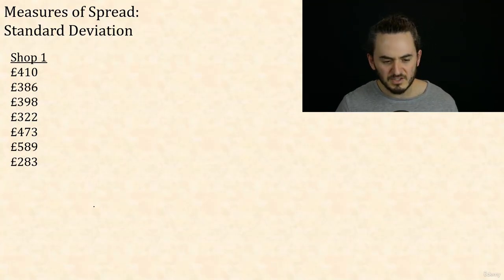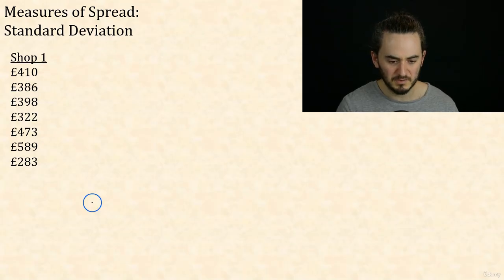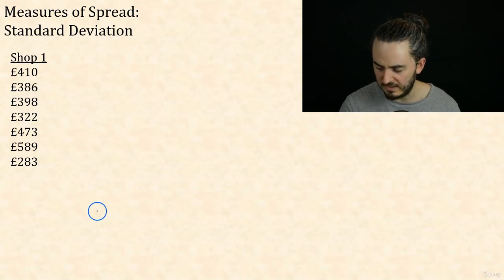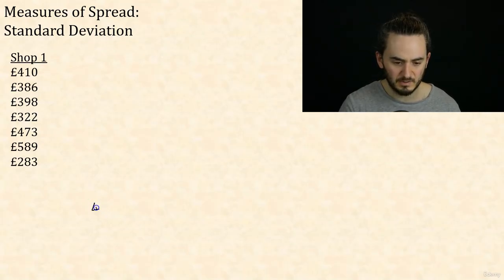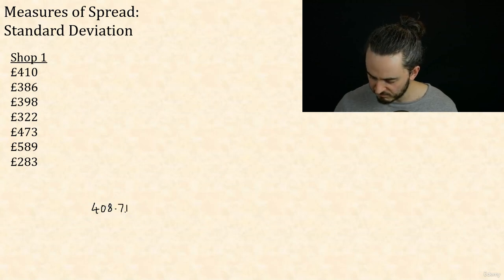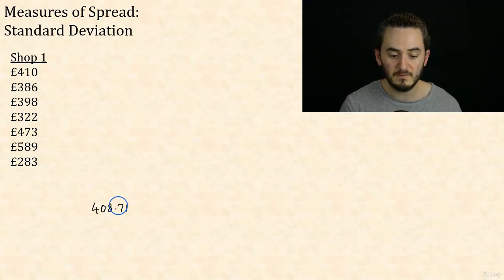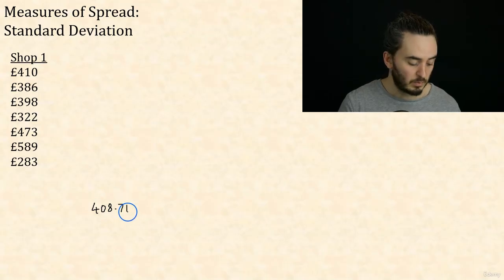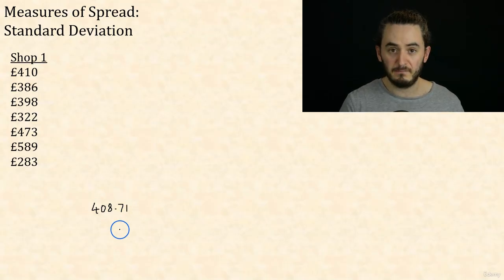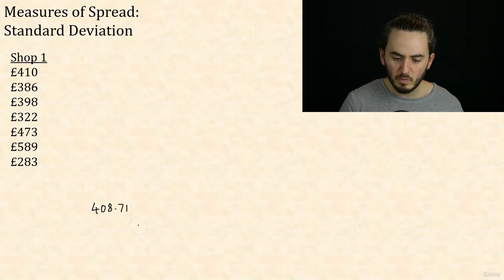All right, our strategy is basically as follows. We worked out previously that the mean of this data was 408.71. Now, one way to think about the spread of data is to think, how far are all of our data points away from the mean? And in fact, what we could do is try to work out a sort of average distance from the mean. We could visualize this in the following way.